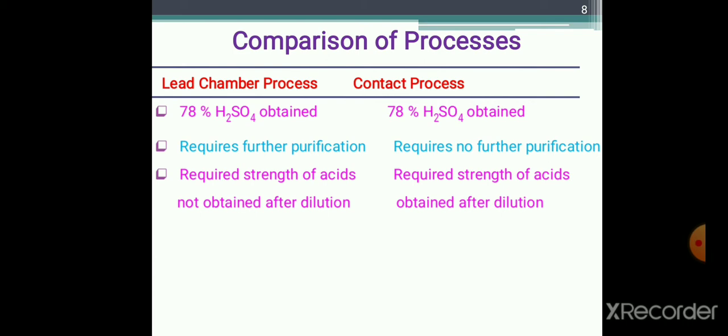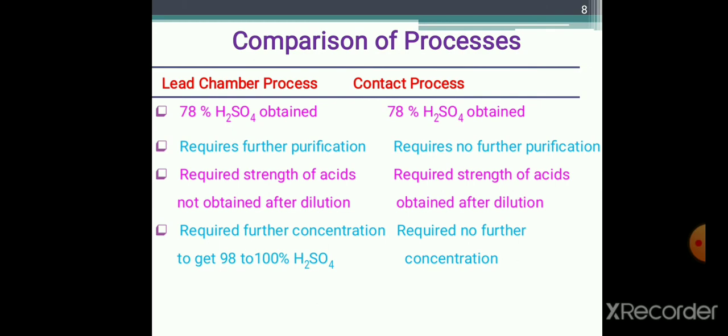In the lead chamber process, the required strength of acid is not obtained after dilution. That means when this H2SO4 is produced, it does not give the required strength of acid after dilution. But in the contact process, the required strength of acid can be easily prepared after dilution.